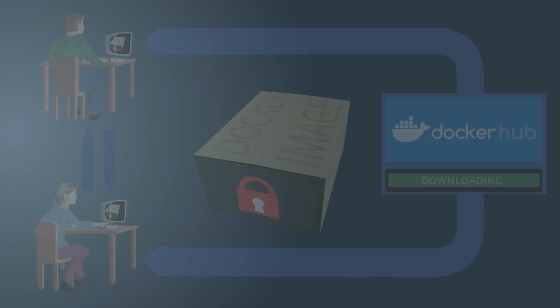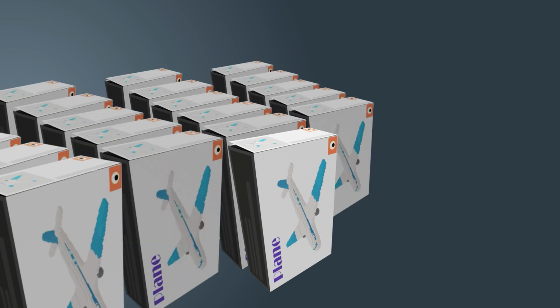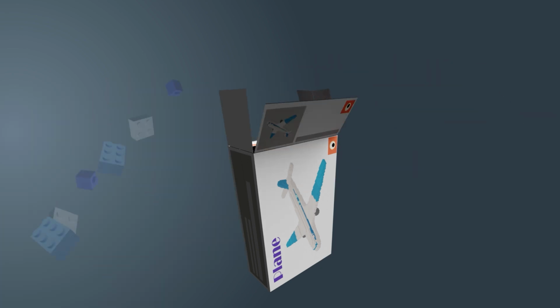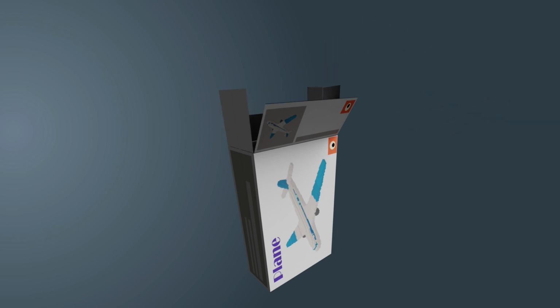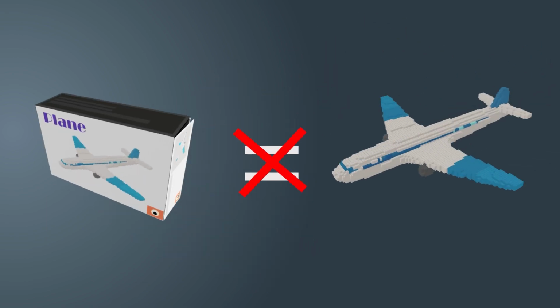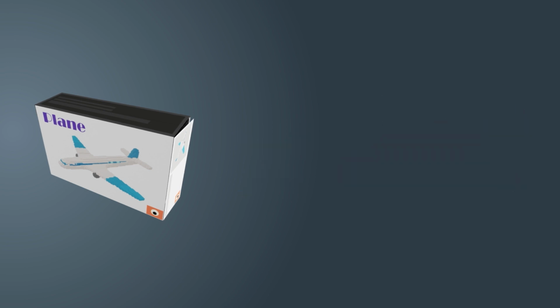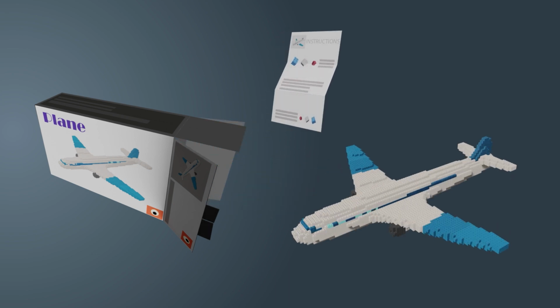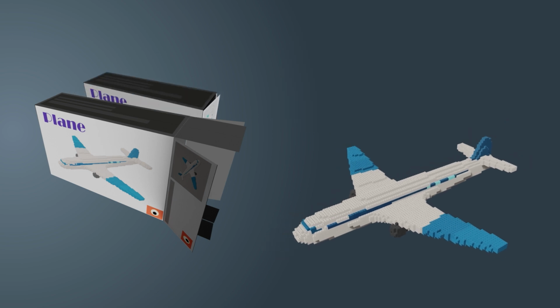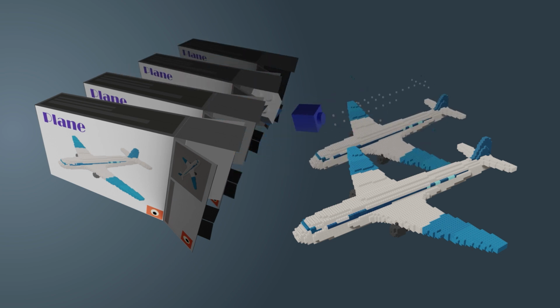A Docker image can also be thought of as a kit that can be copied and used any number of times. It has everything needed to assemble a working model. But the kit is not the model itself. Only when this kit is assembled, following the instructions, using the included components, does a functional instance of the model exist. And since the kit is copyable, another instance can be built, and another, and another.